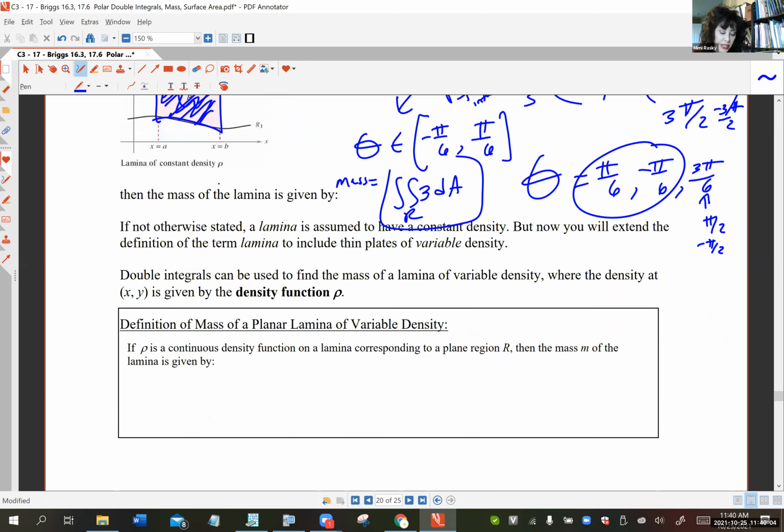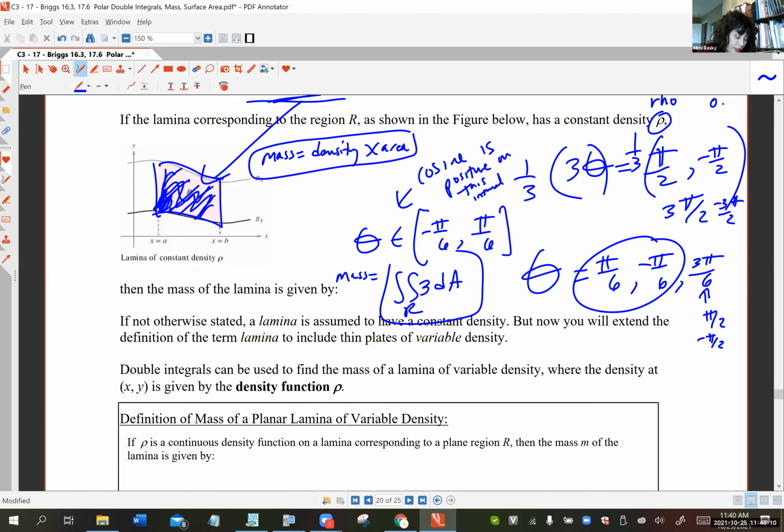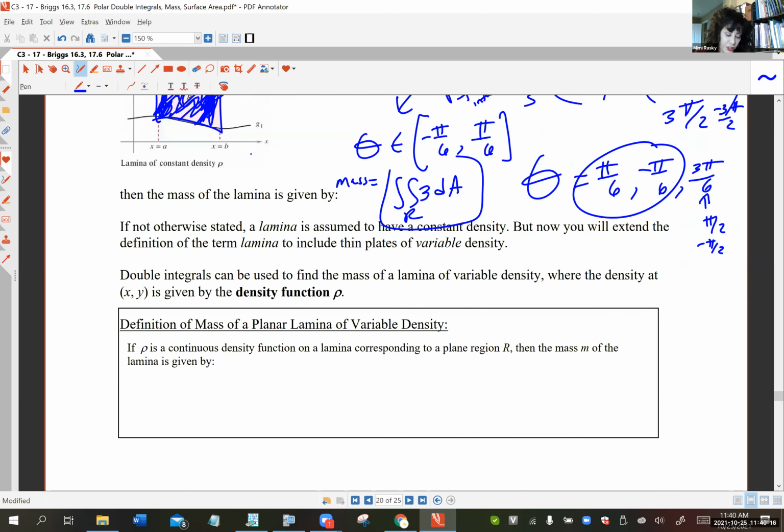Now, what if your lamina doesn't have constant density? What if it's got some sort of variable density? Maybe it's thicker over in this corner, and then it's thin, and then maybe it's thicker over here. I mean, who knows? Well, the idea is you may have a density function rho that's variable. So it may be given by a function of 2 variables, rho of x, y.